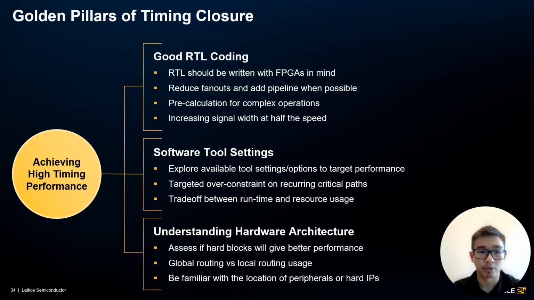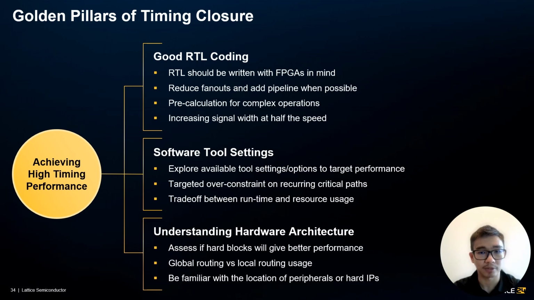Whenever possible, reducing signal fanouts and adding pipeline to critical paths will always have a positive impact to the design performance. For complex operation, consider if pre-calculation could be performed to reduce the complexity that limits the performance. For multi-bit buses that are timing critical, explore if increasing the signal width but running at half the speed could be acceptable.